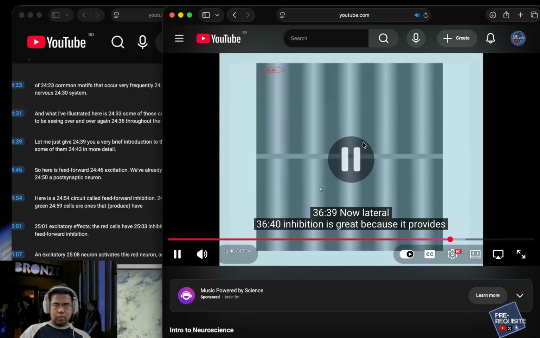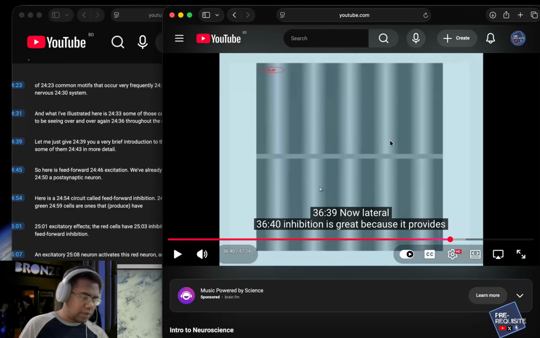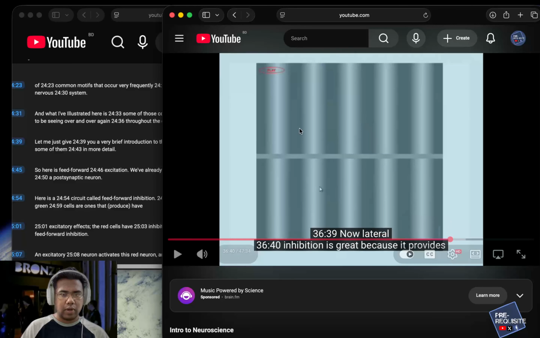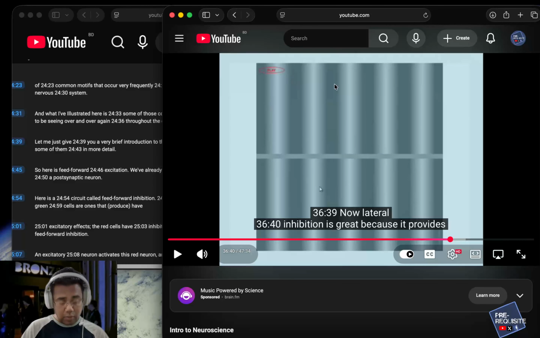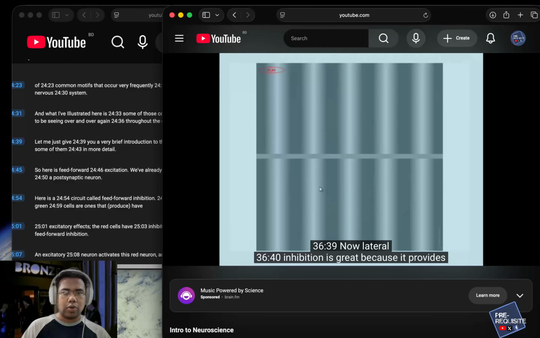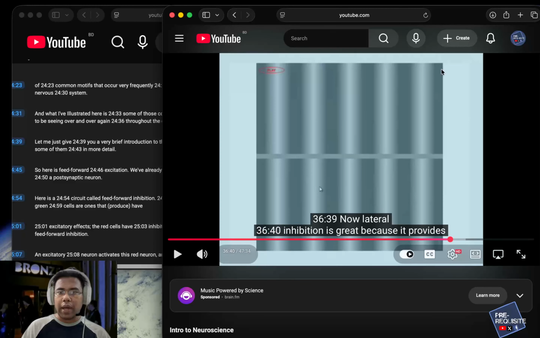Now, lateral inhibition. It is clear. I think this is nice because it is explaining why we have discrepancies in how we perceive things. So what comes to mind is optical illusions and why they are formed.